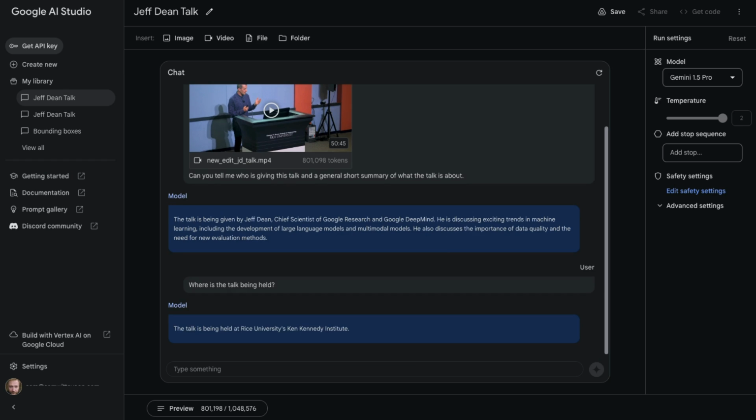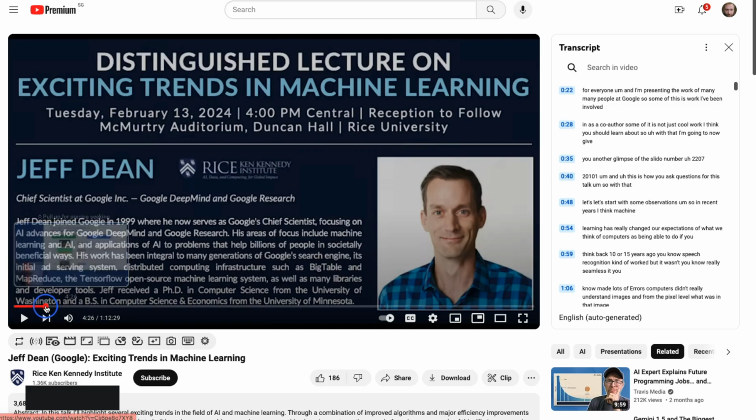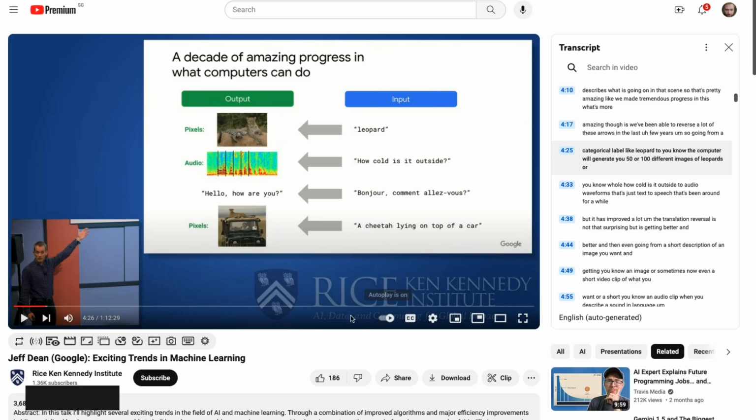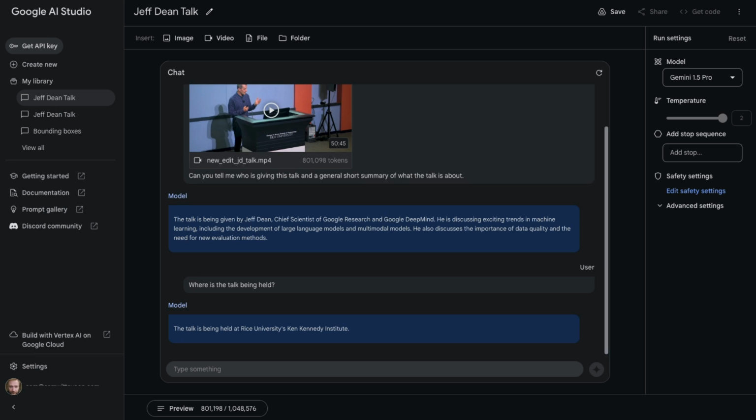Okay, so the model comes back with the answer, and sure enough, it's correct that the talk is being held at Rice University's Ken Kennedy Institute. And if we look at the presentation, we can see that's clearly mentioned a lot of the time. So that's not surprising. It's still impressive that it can get that, but it's probably not too surprising that it can get that.